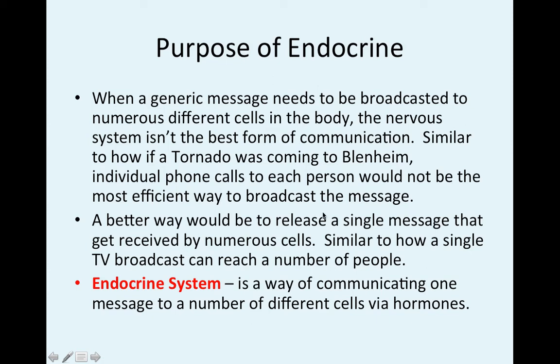A better way would be to release a single message that gets received by numerous cells, similar to how a single TV broadcast can reach a number of people. It'd be a lot better to communicate that a tornado is coming by making a TV broadcast or a radio broadcast where you just send it out to everybody. So the endocrine system is like that, where it is a generic message that gets sent out to everybody. It's a way of communicating one message to a number of different cells via hormones.